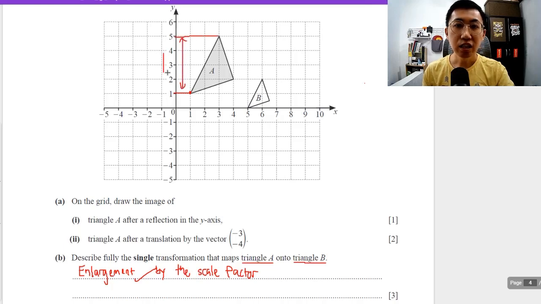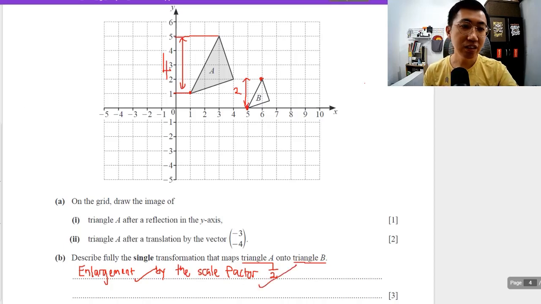Okay. Now if you were to check your height of triangle B, right? So it's from here to here. The height is just 2 boxes. So you are becoming smaller by 2 times. Can you see that? So the scale factor is actually half. Okay, so by the scale factor half, you will gain another point.